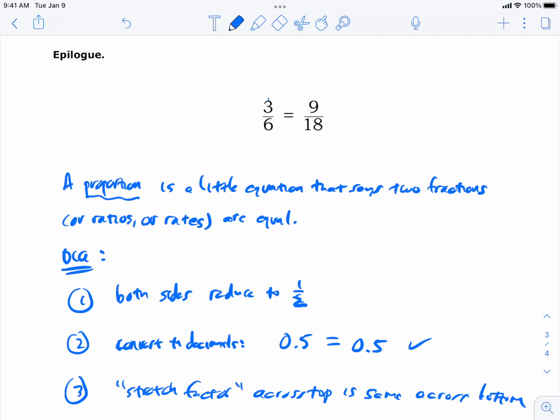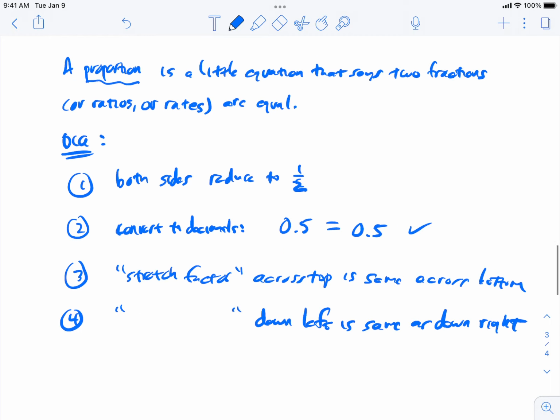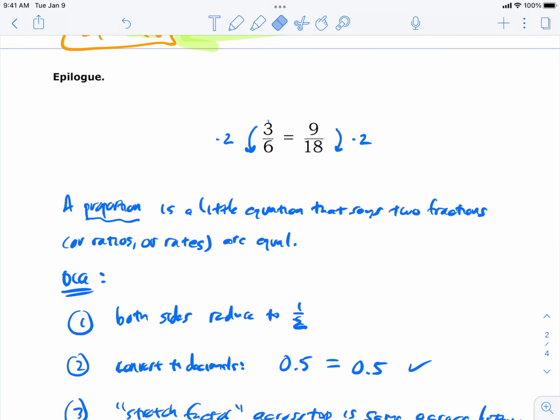By the way, you can do it this way. 3 times 2 is 6. 9 times 2 is 18. So you can say the stretch factor's going up and down. See, down the left is the same as down the right. So they're very rigid things.